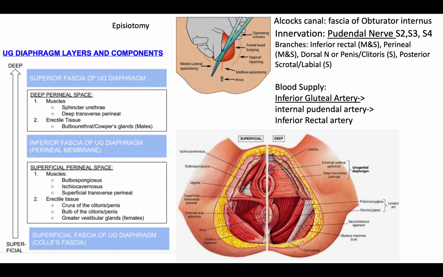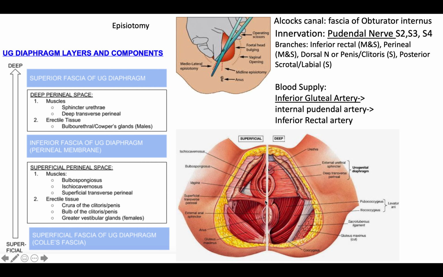In here, you're going to have your different muscles seen here, such as your ischiocavernosus, coming from the ischial tuberosity to the pubic symphysis. You are also going to have your bulbospongiosus muscle coming and wrapping around in through the urogenital triangle. And of course, you will have a superficial transverse perineal muscle coming here to attach to the perineal body.